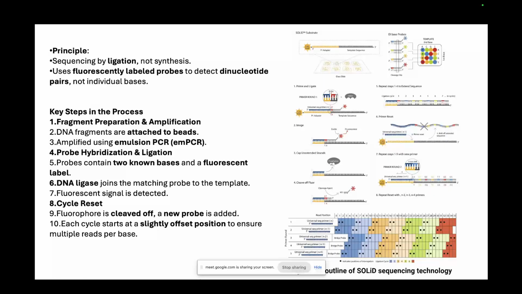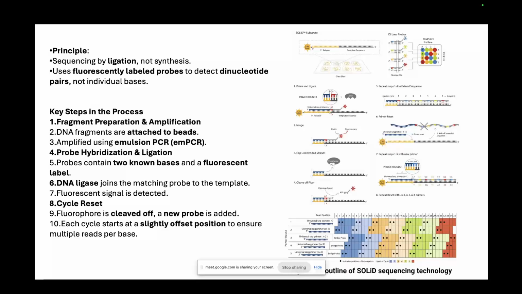So it'll be a stretch of DNA probe which will go and ligate to the single-stranded DNA, and there will be a fluorescent label attached to it, which will emit the signal once it is attached. And DNA ligase will join the matching probe to the template. Instead of DNA polymerase, which we were using in Sanger, in Roche, in other techniques, in Illumina also, here DNA ligase will be used because you're just attaching two probes, right? You're not synthesizing anything. So you need DNA ligase instead of polymerase.